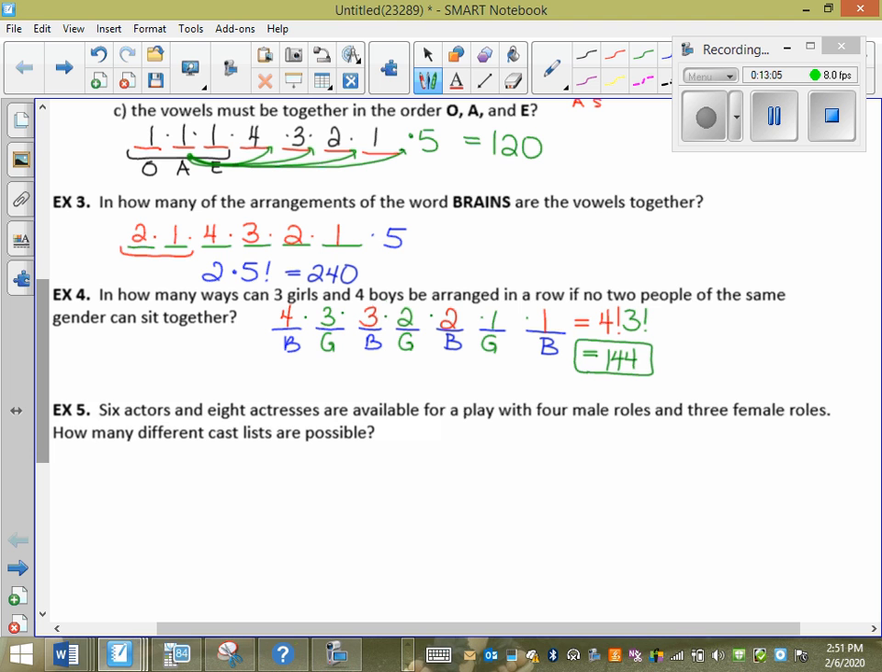I want you to do that exact same question. 4 boys, 4 girls. They can't sit together. 2 genders can't be together. Try it out. 4 boys, 4 girls.